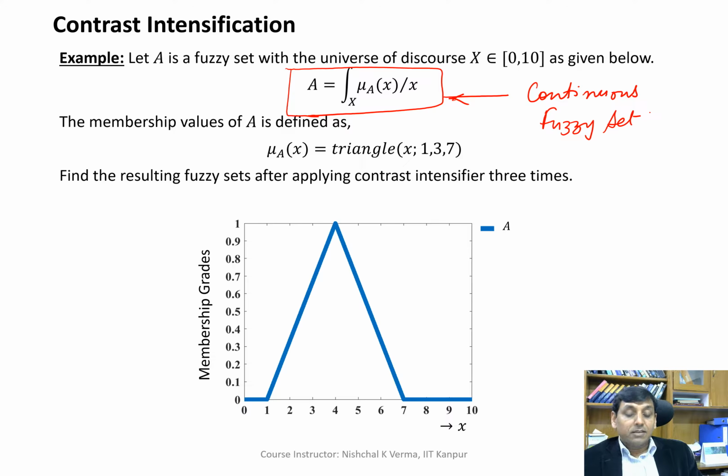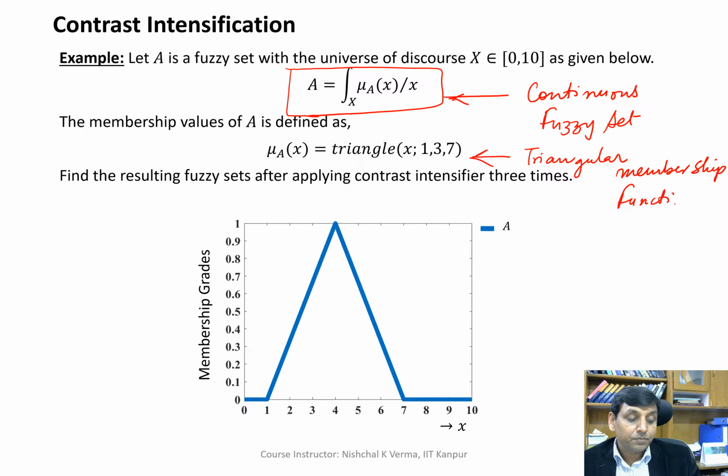If we look at this fuzzy set, it is characterized by a membership function, mu A of x, and mu A of x here is a triangular membership function. So I can write here a triangular membership function. This is represented by the triangle of x semicolon 1, 3, 5.